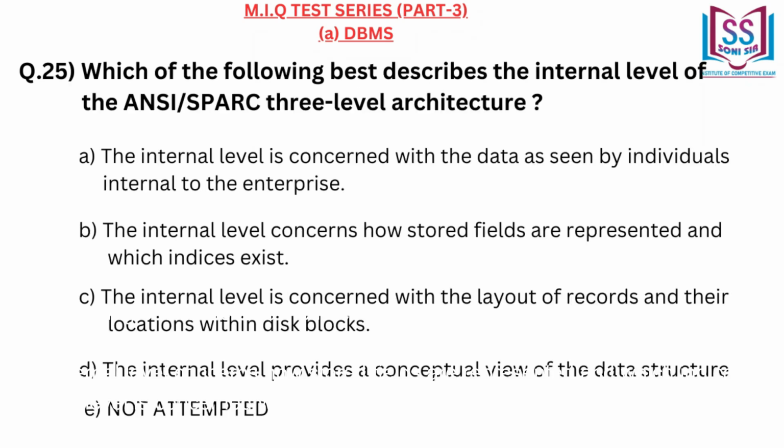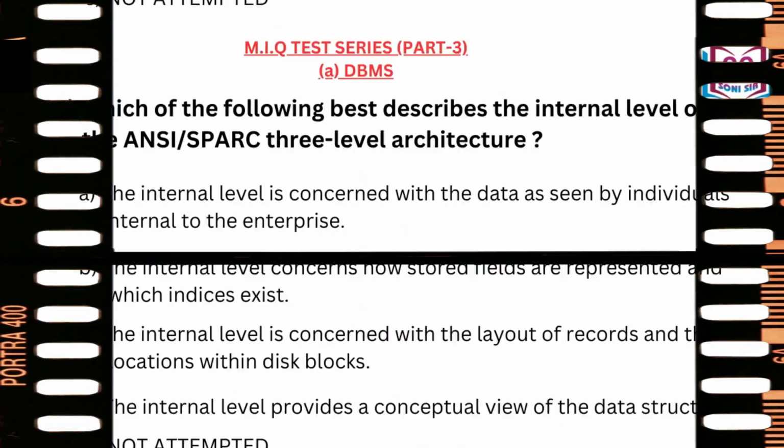Which of the following best describes the internal level of the ANSI three-level architecture? A. The internal level is concerned with the data as seen by individuals internal to the enterprise. B. The internal level concerns how stored fields are represented and which indices exist. C. The internal level is concerned with the layout of records and their locations within disk blocks. D. The internal level provides a conceptual view of the data structure.